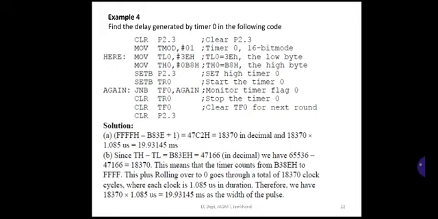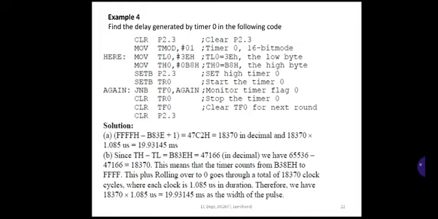Now observe, start the timer, set bit TR0, then monitor the timer flag 0. Whenever the value goes from B83E to FFFF and then rolls over to 0000, until then TF0 is 0. When it rolls over, TF0 becomes 1, then it will come to the next instruction, clear TR0, that is stop the timer, then clear the flag, then again clear P2.3, meaning the next value is loaded, that is complement the value.